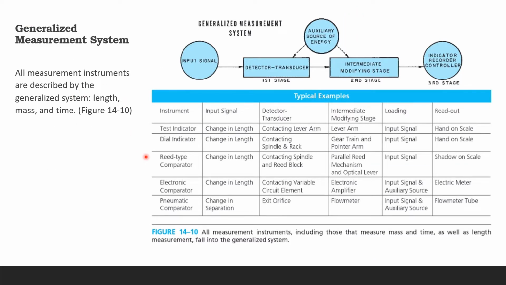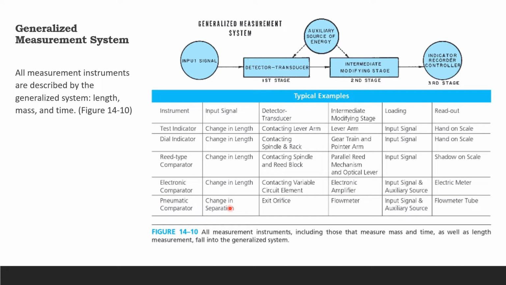Generalized measurement system. Here all measurement instruments are described by the generalized system. That's nothing but your length, your mass, and then your time. Those that measure your mass, your time, as well as your length measurement fall into the generalized system. So here are the typical systems. Instruments: your test indicator, dial indicator, reed type, electronic, and another one is your pneumatic. Input signal is going to be your length.